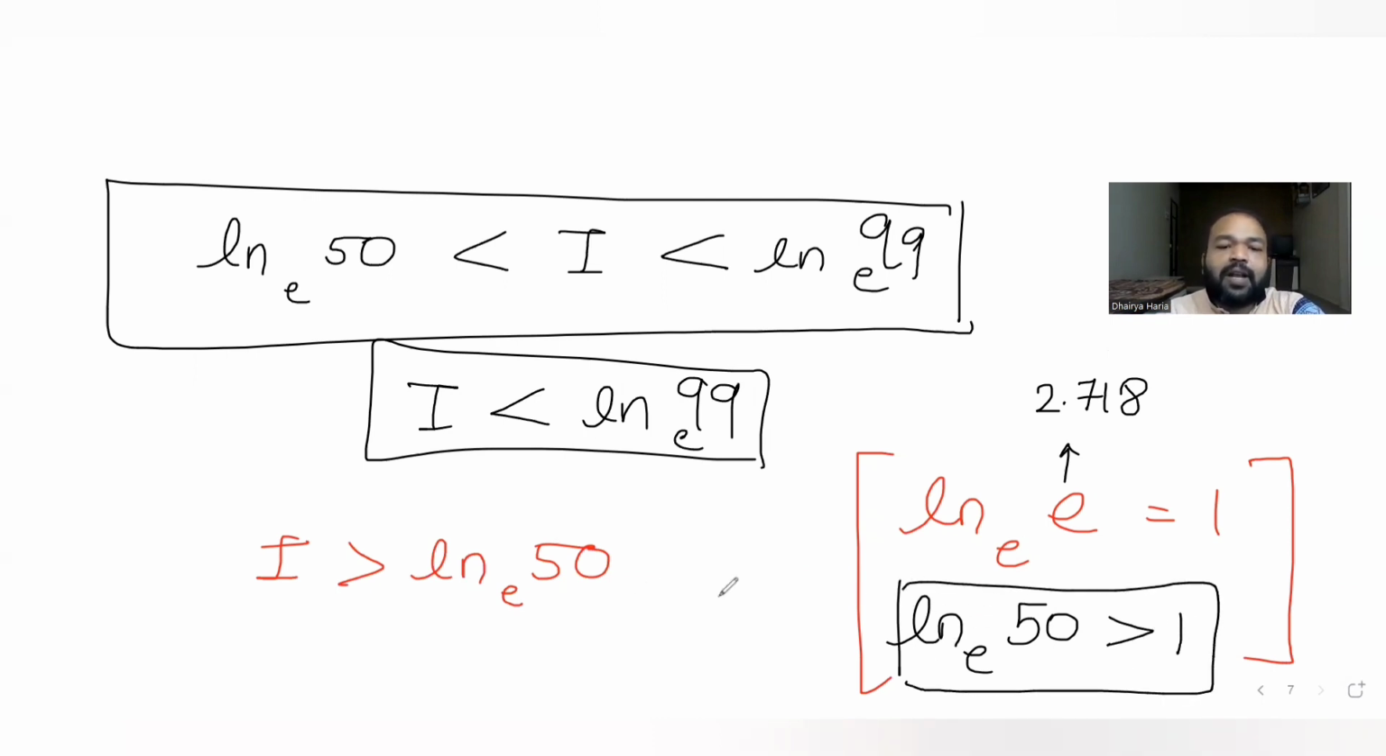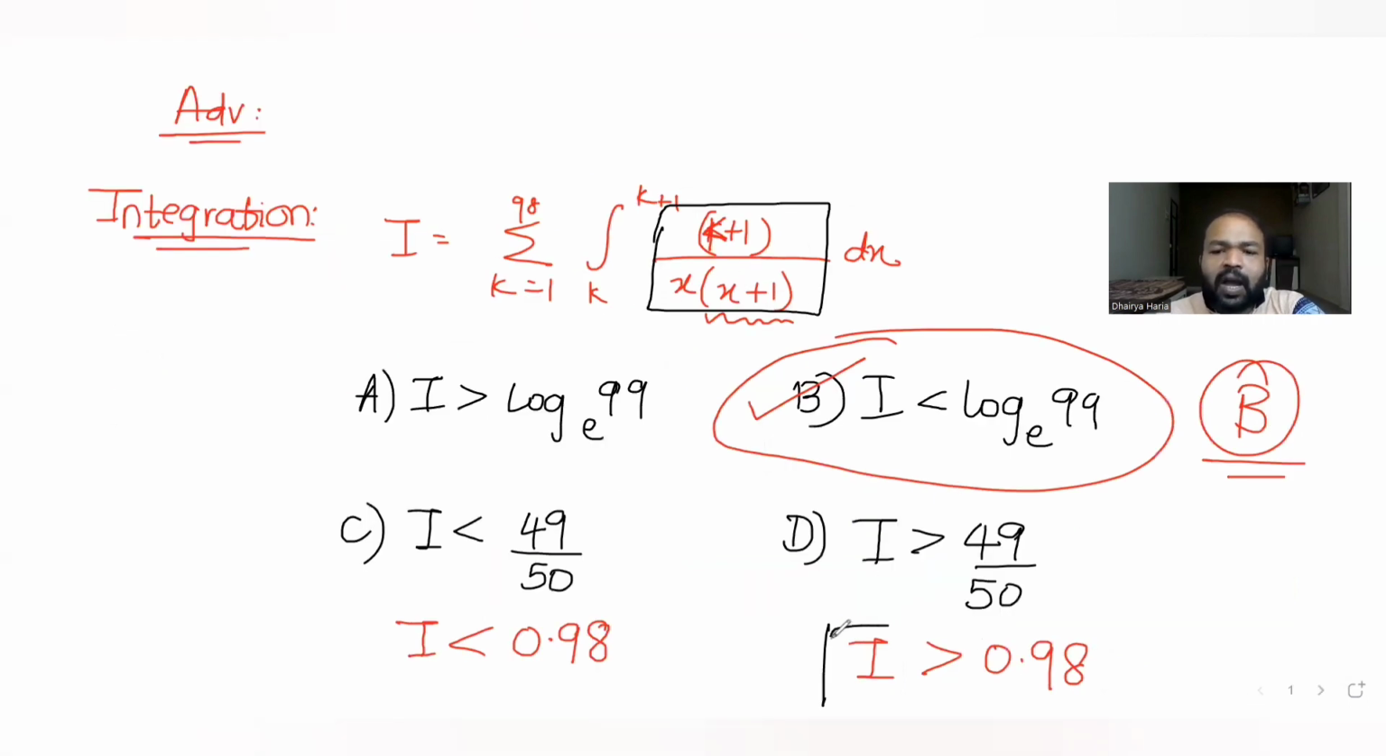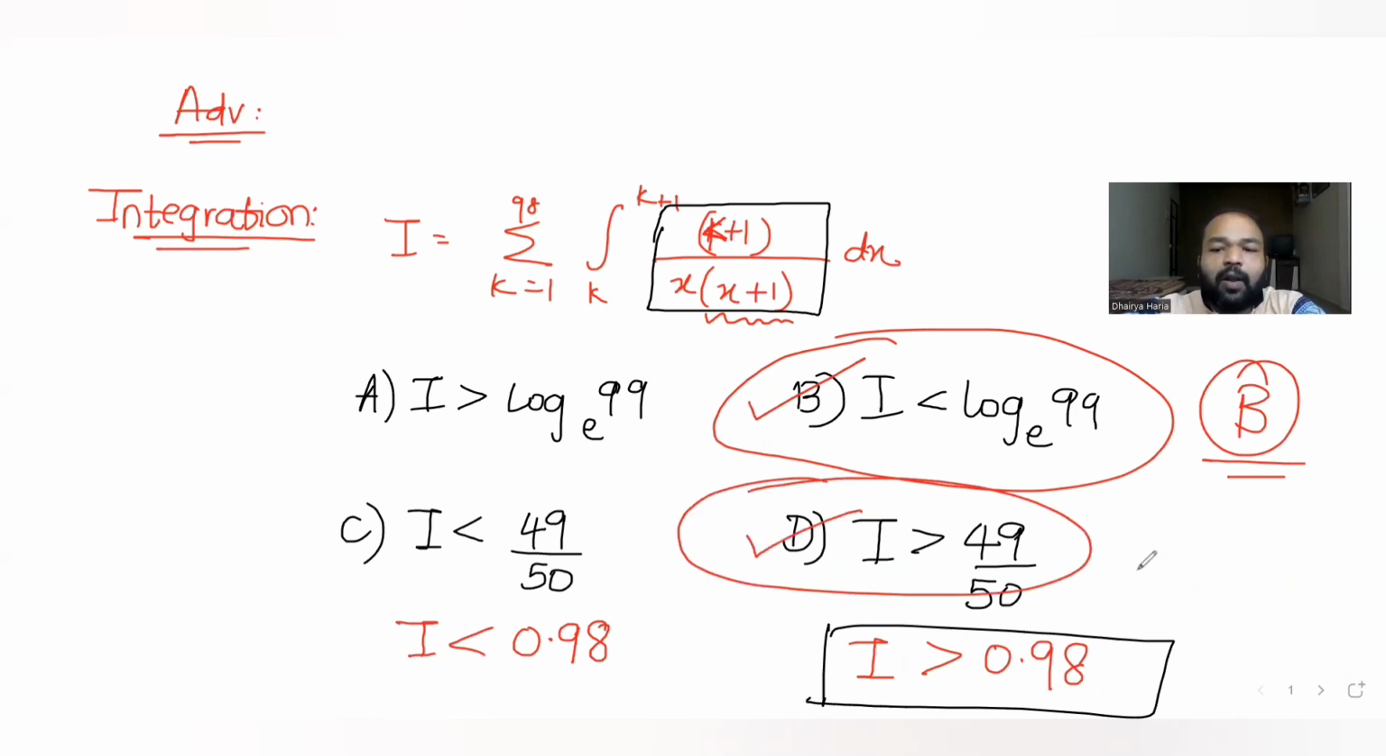And when it is definitely greater than 1, I know I is greater than that as well. So I is definitely greater than 1. When I definitely know I is greater than 1, it has to be greater than 0.98 as well. So because I is greater than 1, I get two correct answers for the question, that is options B and D are the correct ones. So B and D are the correct answers for the question given to us here.